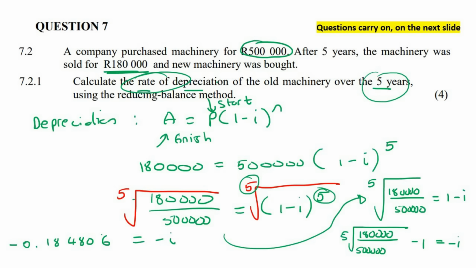Equals negative i. We can now drop the negatives on both sides and then multiply by 100 because we need to turn this into a percentage. The rate of depreciation is always a percentage. So you're going to multiply this with 100, and your value should be 18.48%.